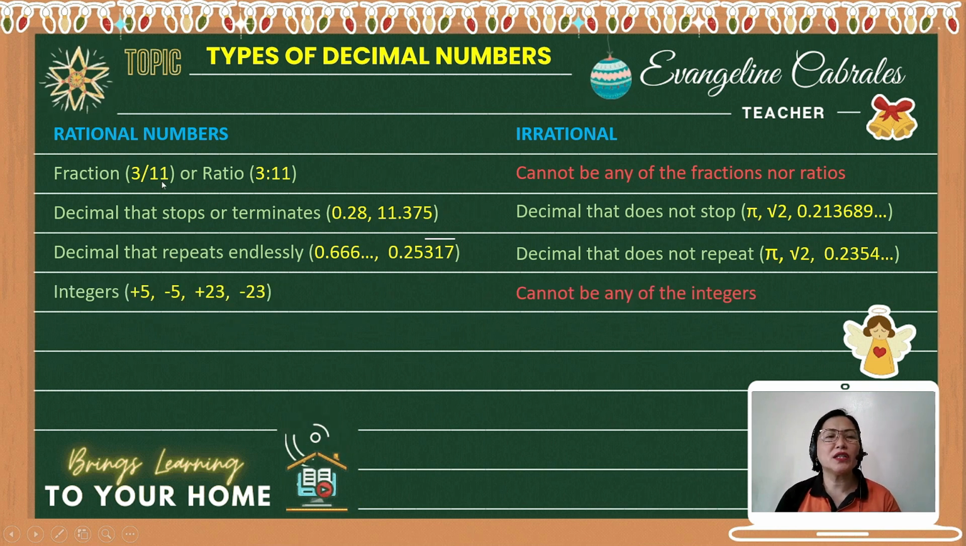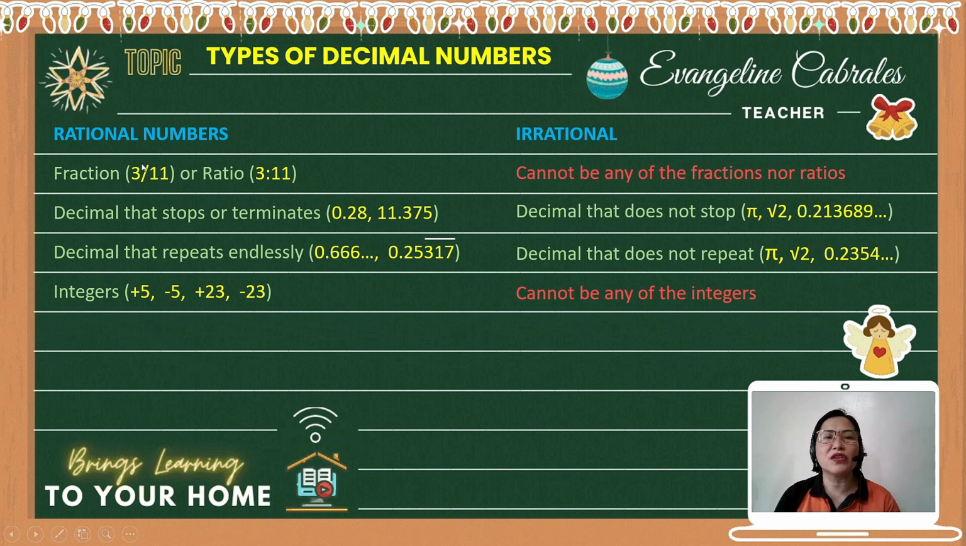Another, rational numbers are integers, like this one, positive 5, negative 5, positive 23, negative 23. Numbers that have positive and negative signs are called integers. Okay? Paano nalalamang positive? May plus sign. O kaya kapag walang sign, automatic yon ay positive. Paano naman malalamang negative? Meron siyang negative sign.